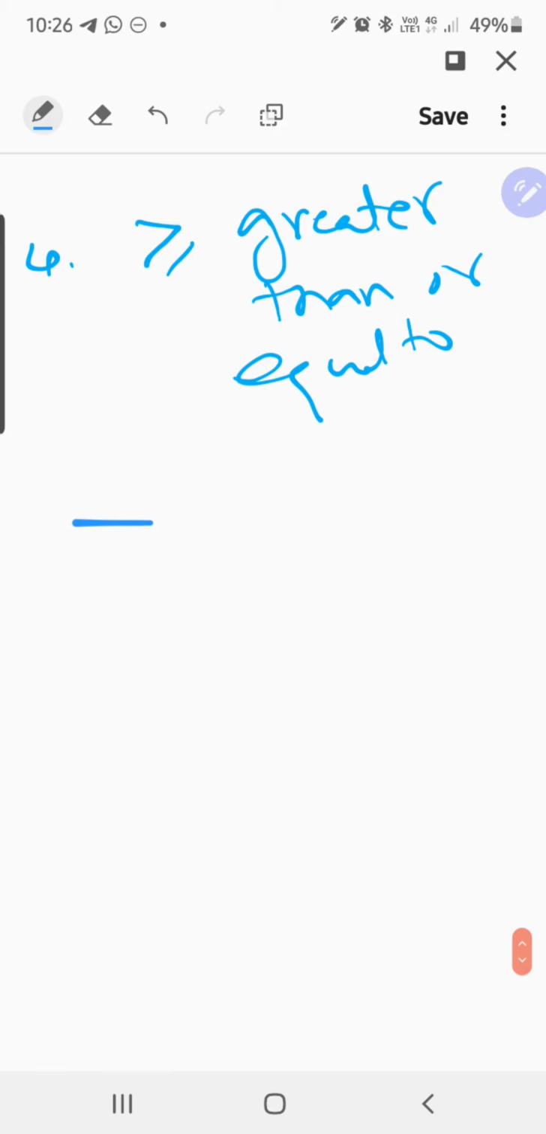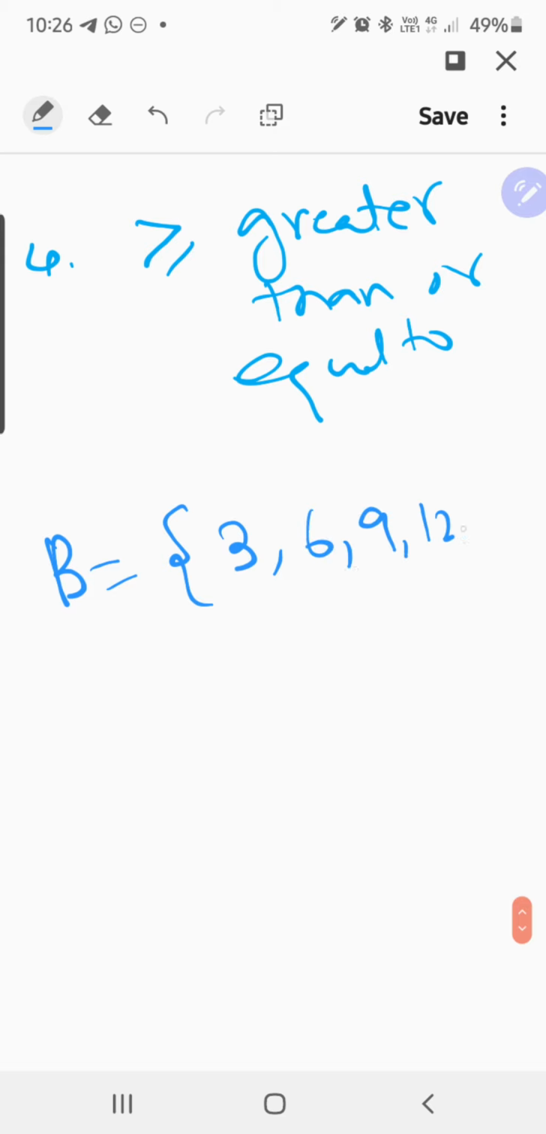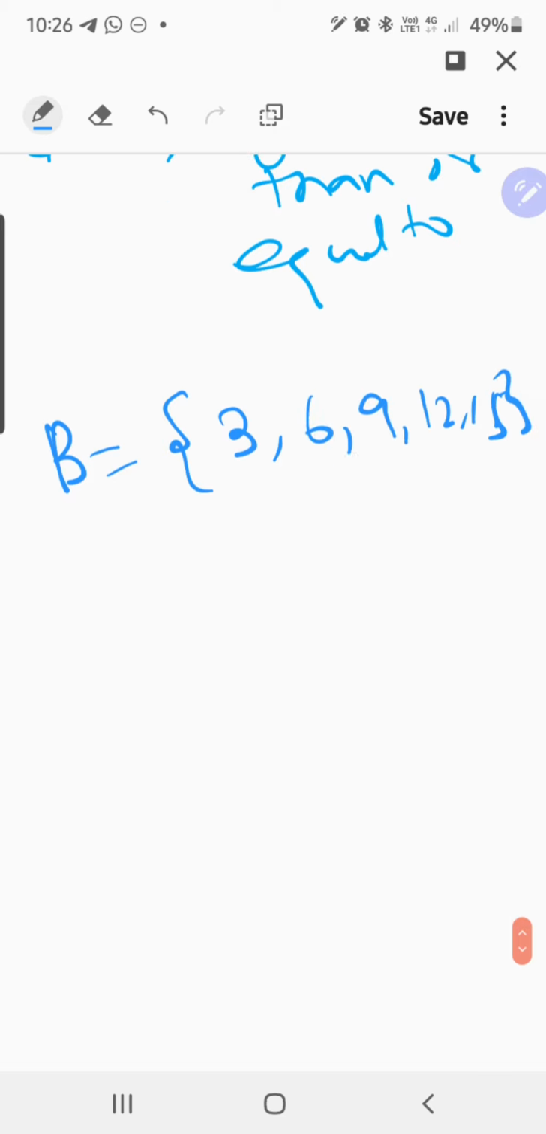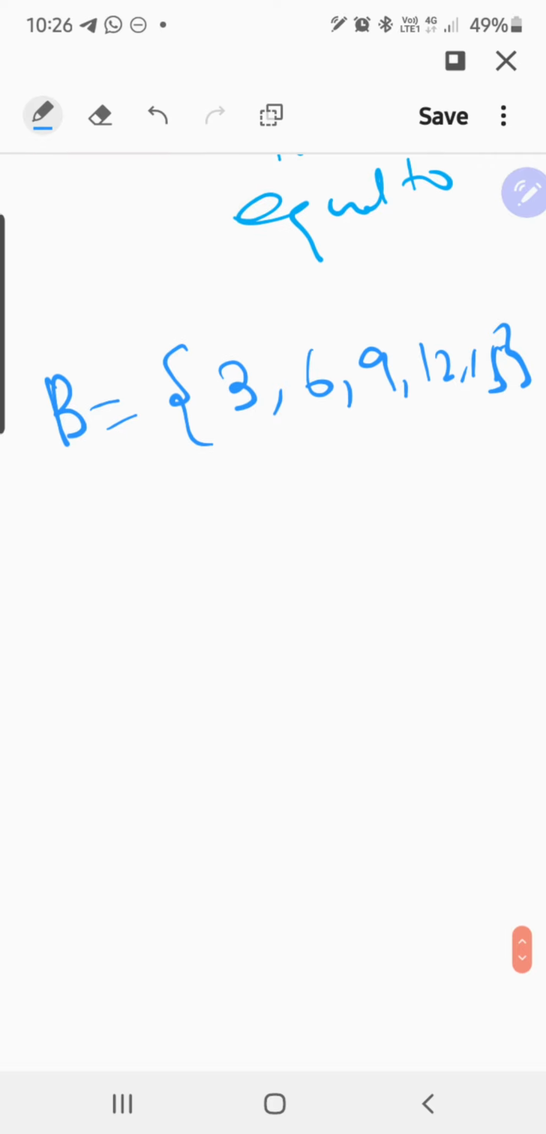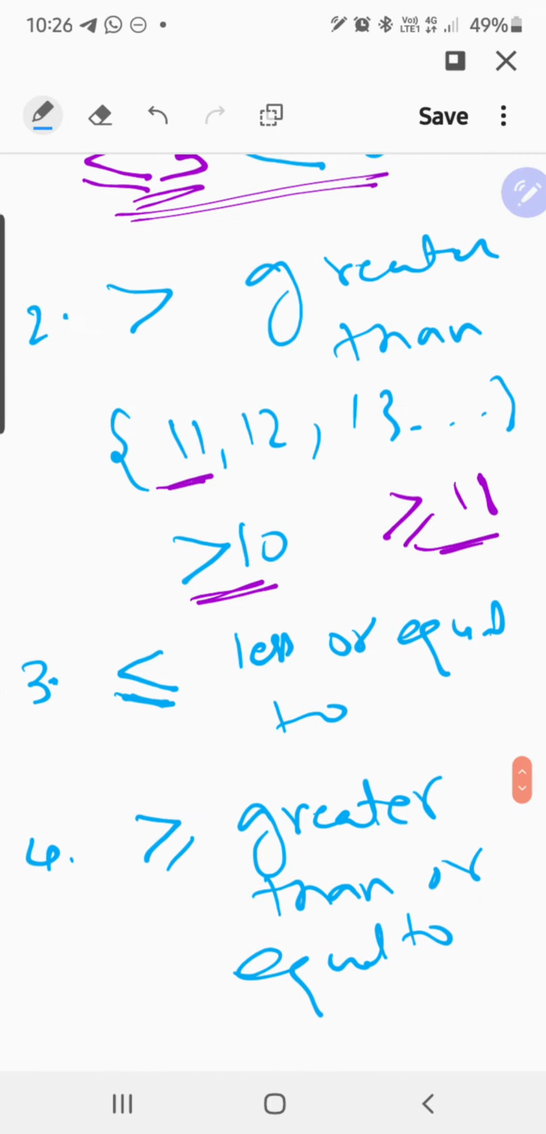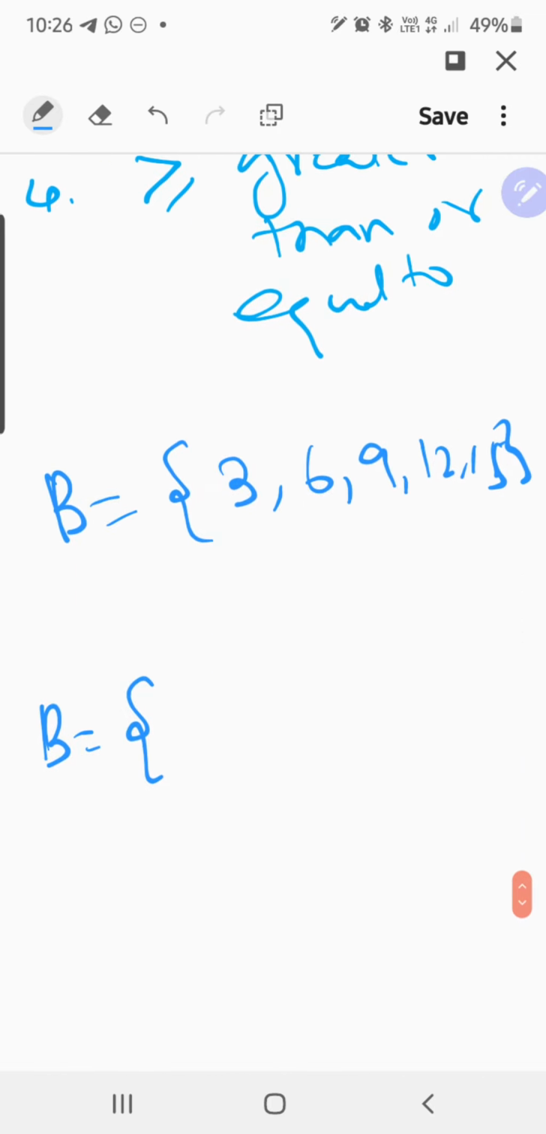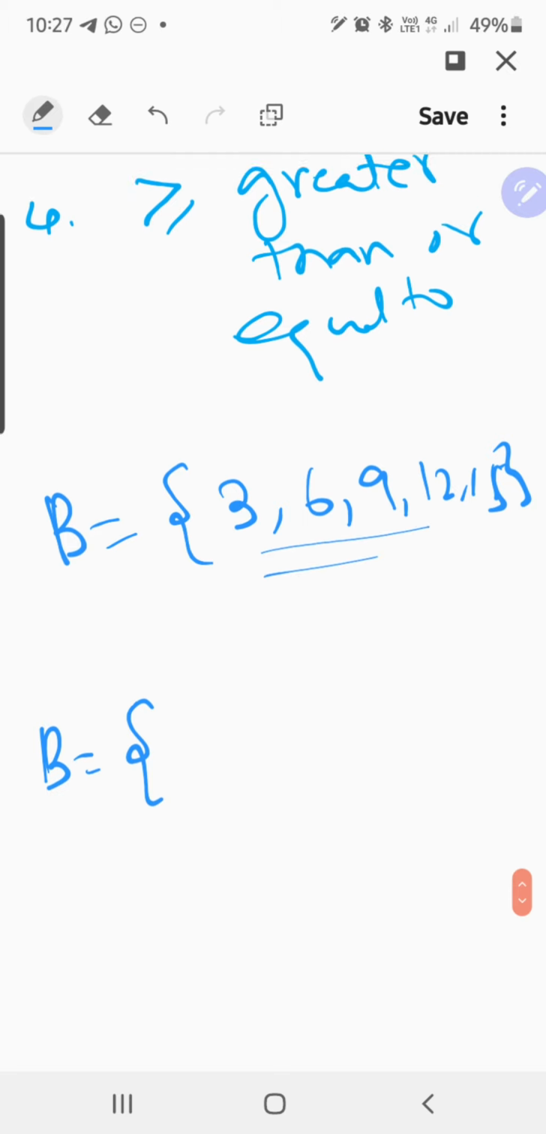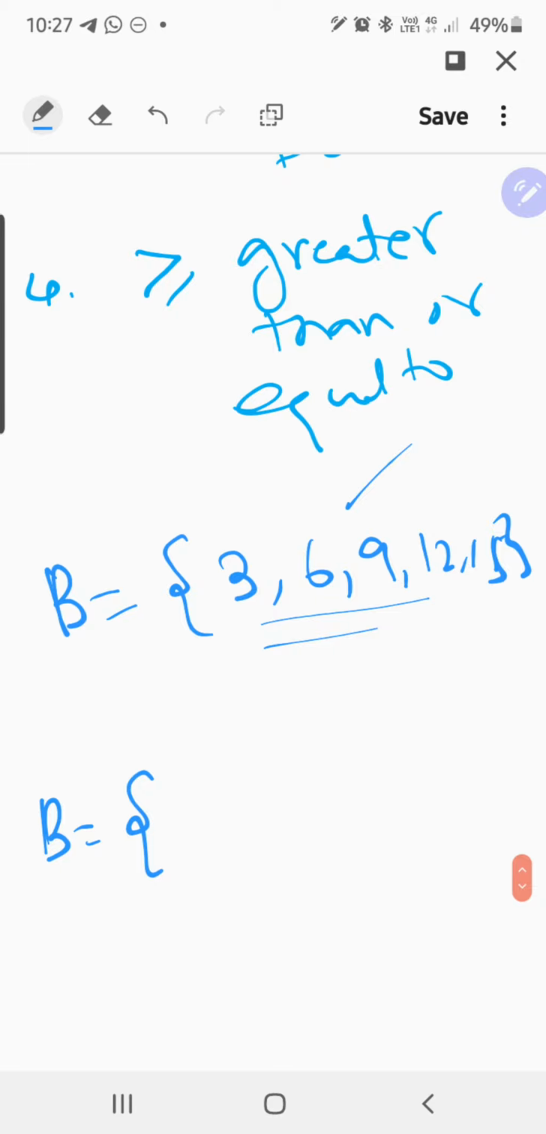For example, I am writing here B equals 3, 6, 9, 12, 15. Now first you have to write the number system. First, which number system is it? Natural number, whole number, or integer, or what? So you can clearly say that it's a natural number, because natural numbers start from 1. And next you have to check for the formula. This is the first, natural number. You said that okay, it's a natural number.